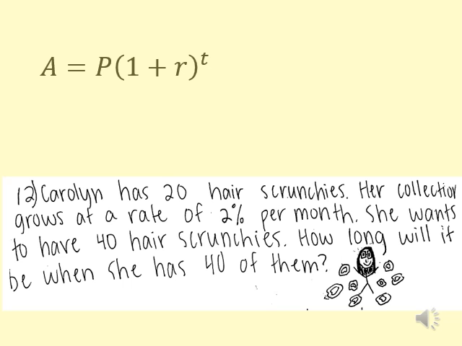Here's another one that goes back to just the basic growth formula. Carolyn has 20 hair scrunchies. Her collection grows at a rate of 2% per month. She wants to have 40 hair scrunchies. How long will it be until she has 40 of them? So I'm going to shut up for a minute and see if you can work everything out with this one.